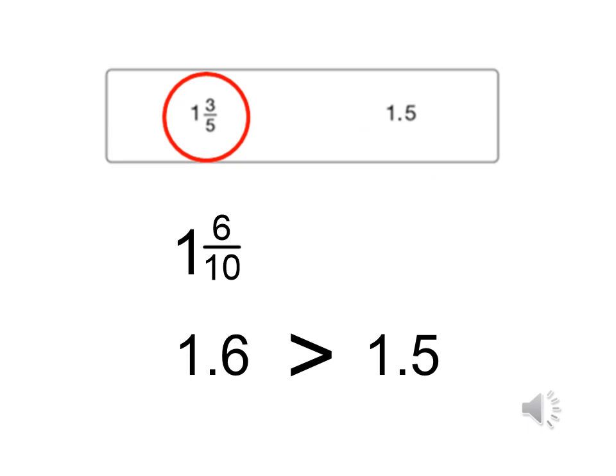And in this last one, we've got a little extra job to do. It's a bit difficult to compare 1 3/5 with 1.5 straight away. So what we can do is change the 3/5 to 6 tenths, and that makes it a lot easier to compare the two. 1 and 6 tenths is 1.6, and 1.6 is bigger than 1.5.